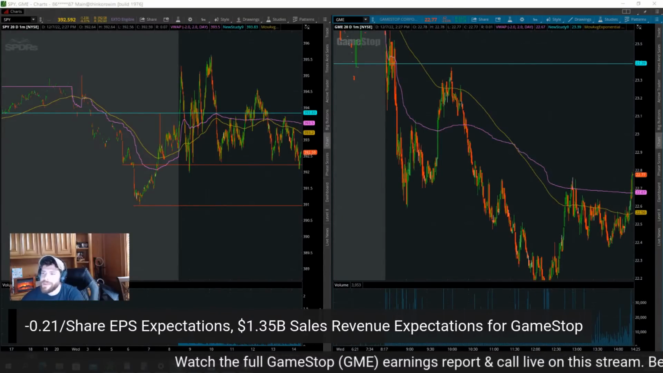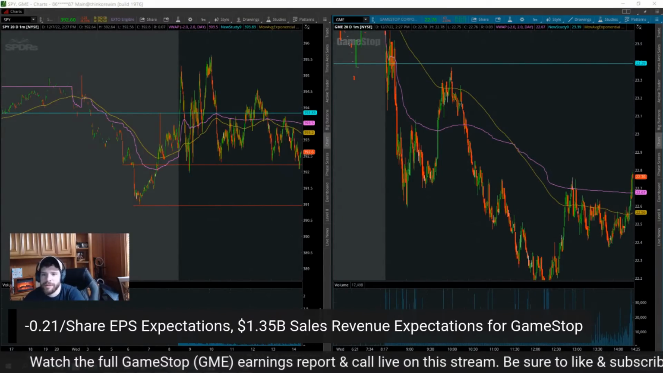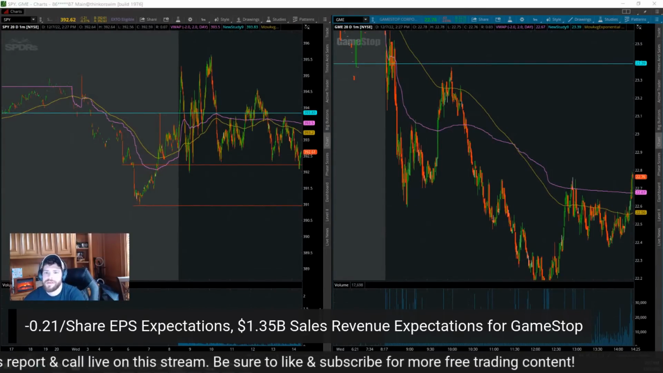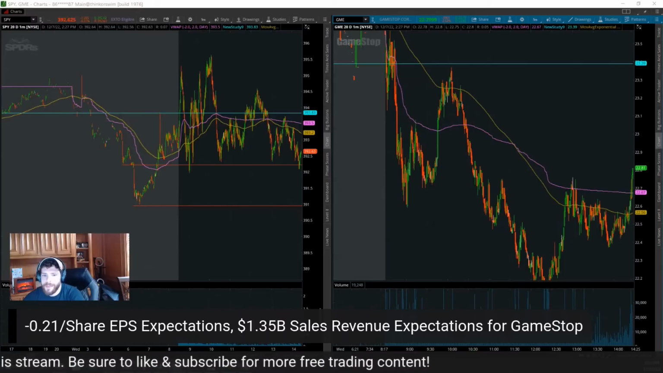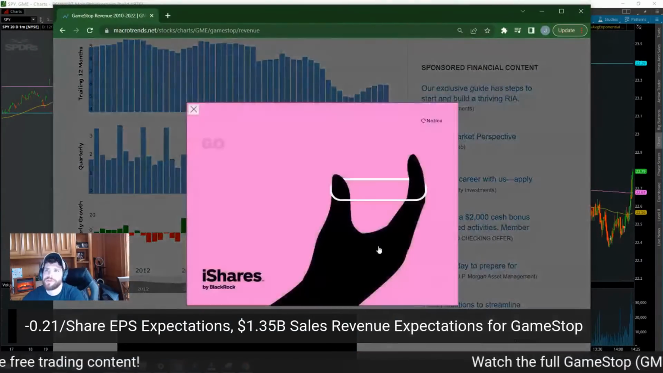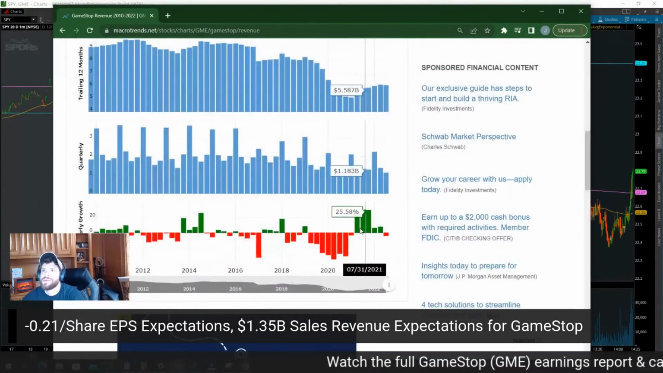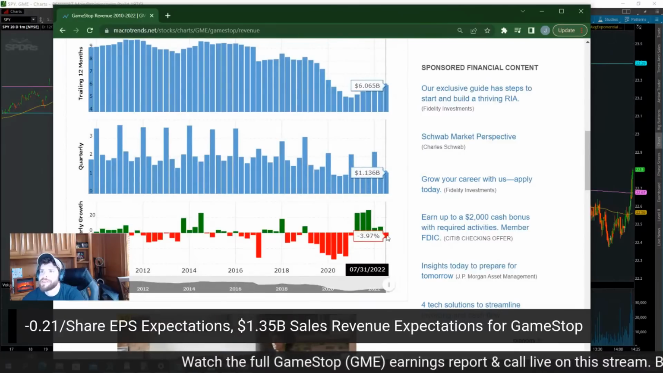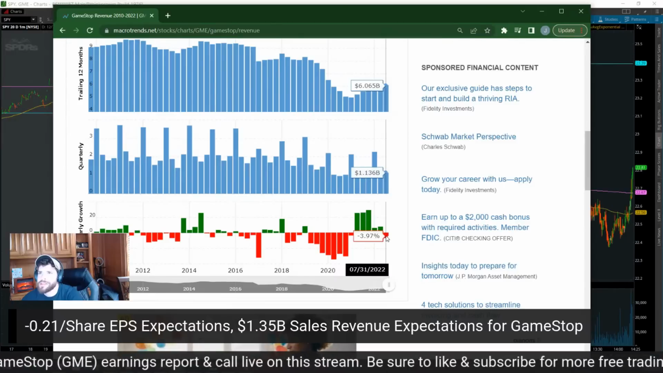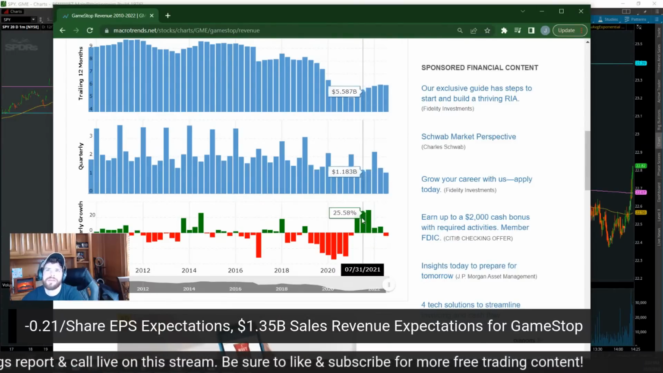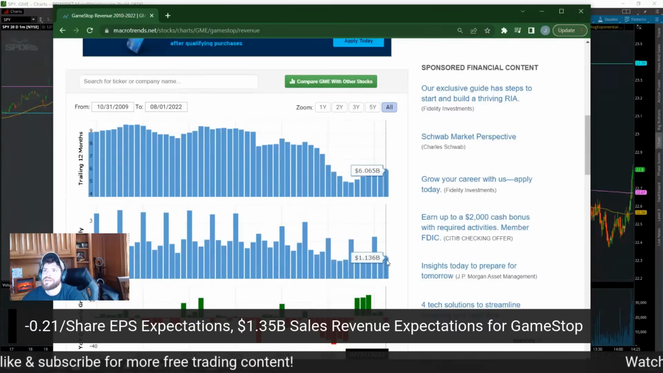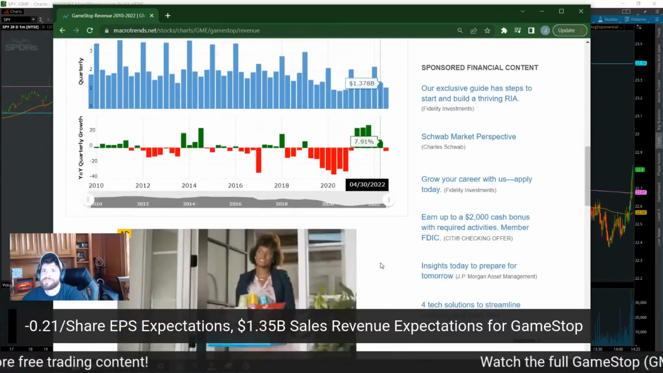If we look at the GameStop chart, so this is the Macrotrends GameStop quarterly growth chart. You can see last time we did earnings, it was July 31st. We dropped earnings. Growth, we showed up at minus 3.97%. We did 1.136 billion.